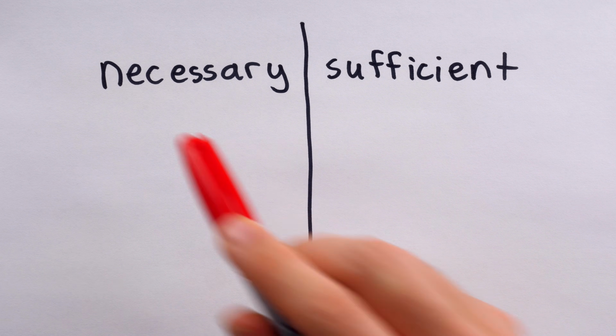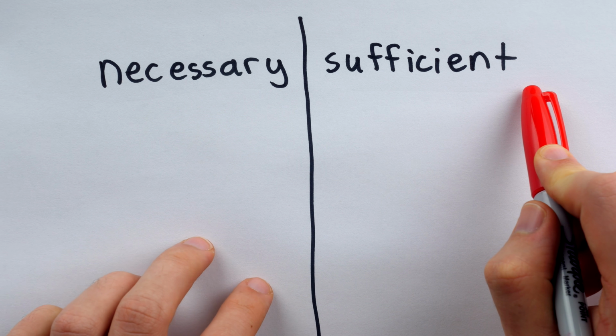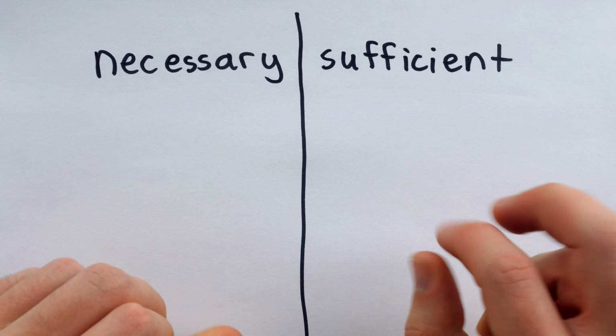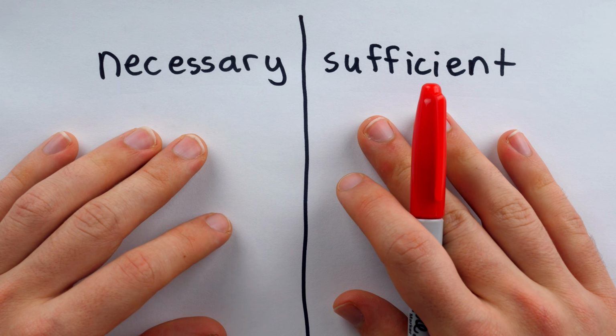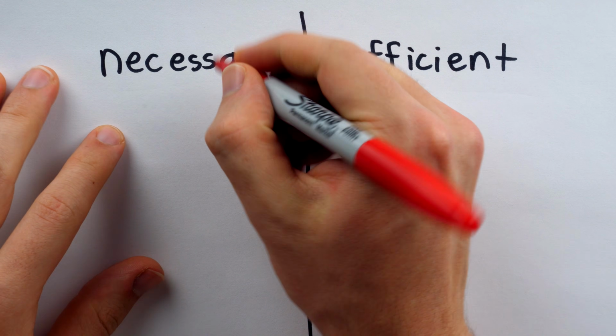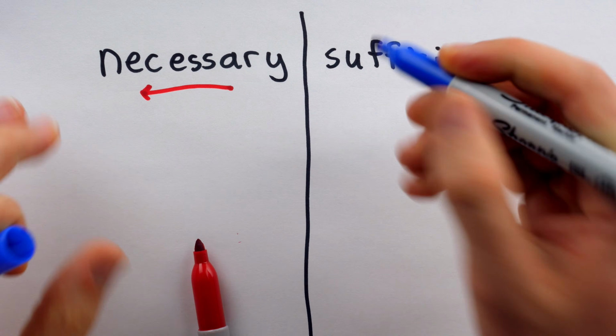There is a direction to the two words necessary and sufficient that you have to understand in order to understand the math mnemonic TONCAS, or TONCAS. There's no way to say it that doesn't sound goofy. I'm just going to say TONCAS. Necessary goes in this direction, and sufficient goes the other way.